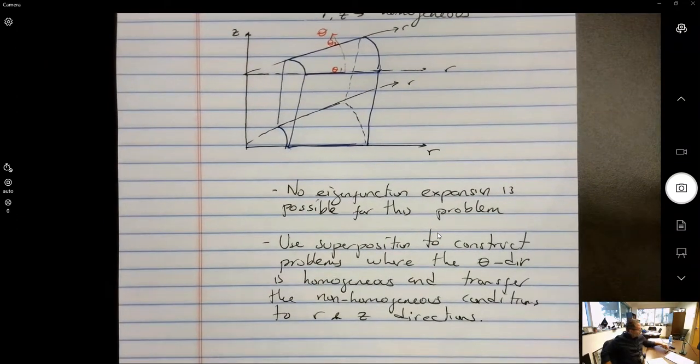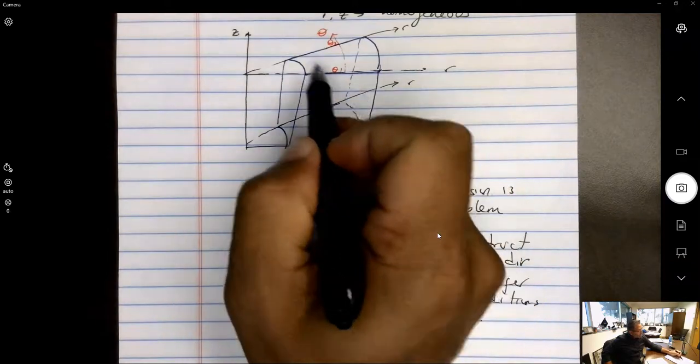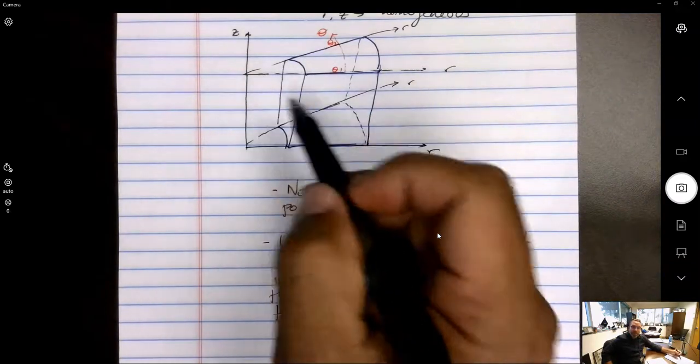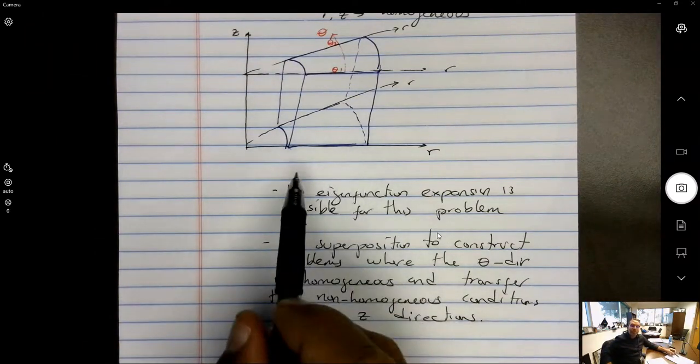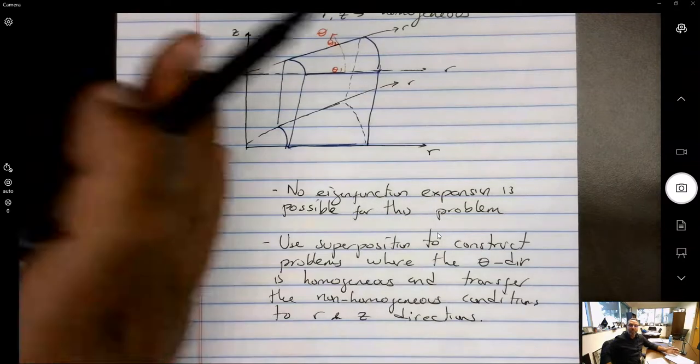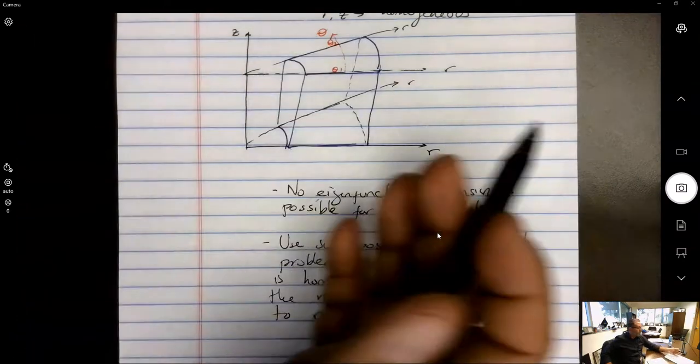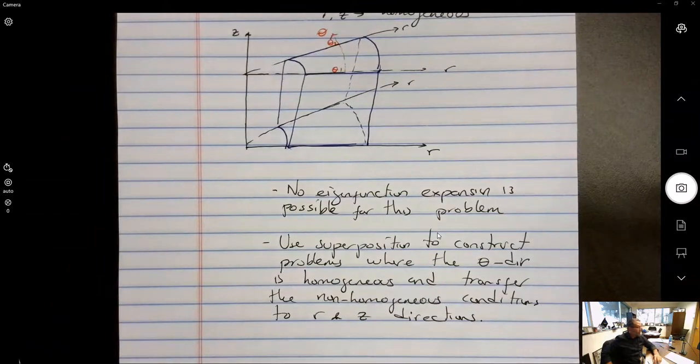So depending on what non-homogeneous boundary condition you have, either here or on the other side of the wedge or both, you can break it up into two problems, and then in each of those two problems you alter the dependent variable T so that you transfer the non-homogeneity over to the R direction or the Z direction. So you always end up with a homogeneous problem in the theta direction. Otherwise, there's no eigenfunction expansion that has been worked out for these particular problems. So this is what I wanted to cover today in terms of eigenfunction expansions and separation of variables for steady problems in the cylindrical coordinate system.